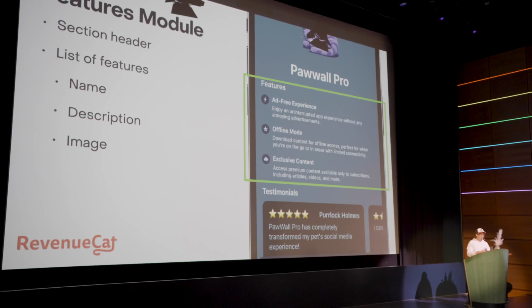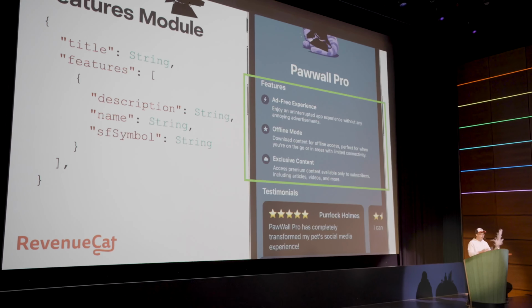So if we zoom in on one of these, this is the features module. It's actually really, really simple. There's a section header, that's some text that you could send, and then a list of features. And each feature just has 3 things: a name, a description, and an image. In this case, the image is actually an SF symbol, so you can send that along as a string as well. So if we break that down into JSON, it could look something like that, right? That defines this module. And the features section, that's a list. So you can grow that, you can shrink that, all from the back end. But at the end of the day, this is a really simple contract, right?